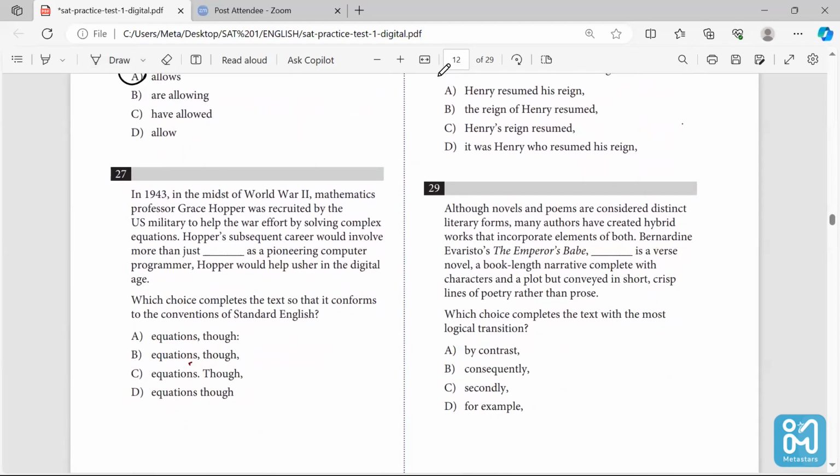Okay, this one's a hard one. Who can explain to me what the right answer is here? Number 27 needs somebody who's really smart.